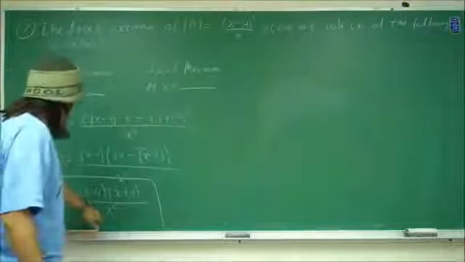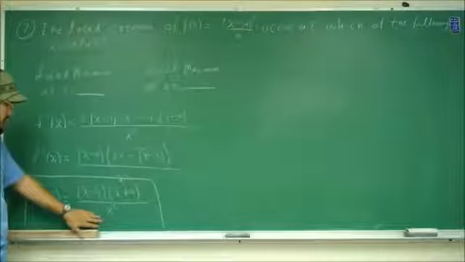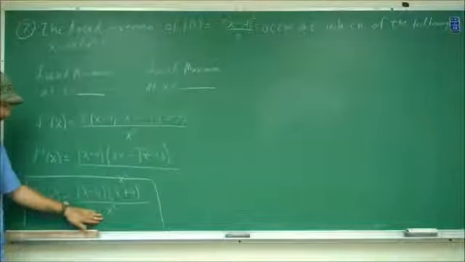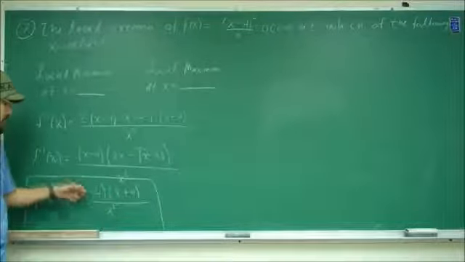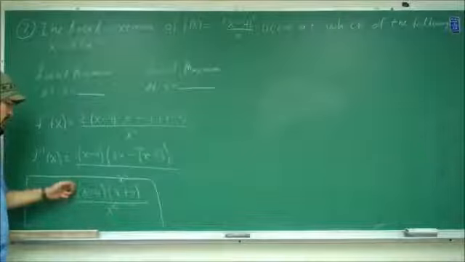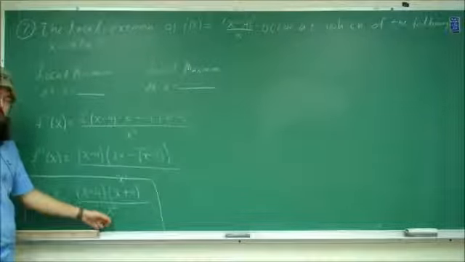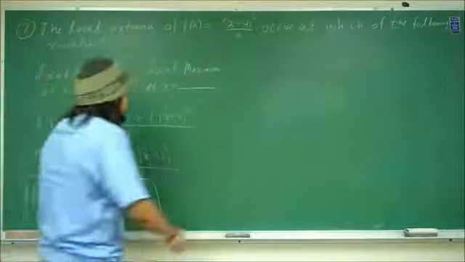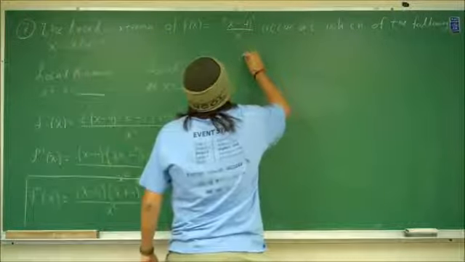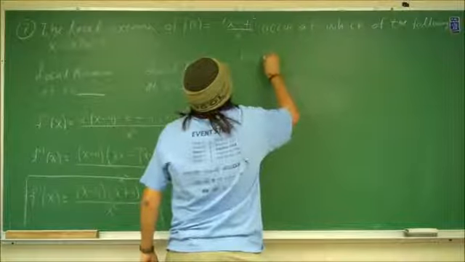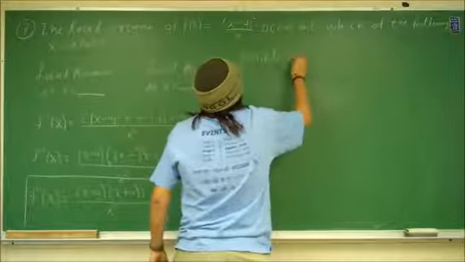Okay, so we want to find the possible critical numbers. So in order to find the possible critical numbers, we have to make the numerator equal to 0 and the denominator equal to 0. Why the numerator equal to 0? Because that's when the function will equal 0. And the denominator equal to 0 because that's when it makes the function undefined. So, possible critical numbers.